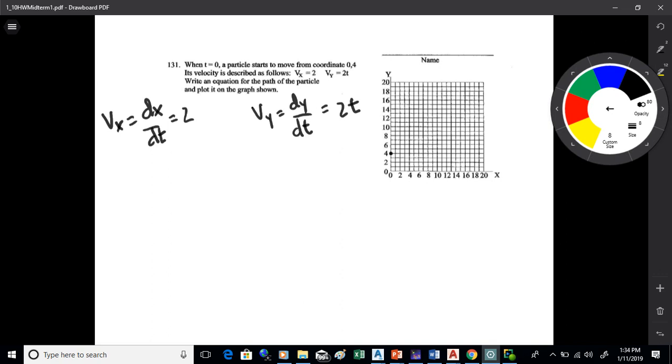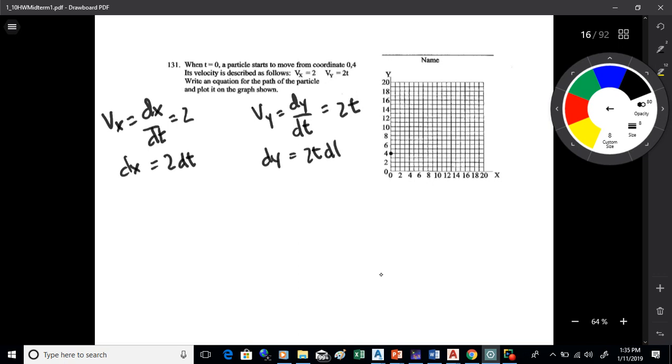So what we got to do now is back off and see we're after a path of this particle. We want to plot it up on the graph. To get to a path, you really need a position function. Okay. So position functions and paths are what really relate well to each other. Okay. So what you want to do then is get to x and to y. So dx is 2 dt, and dy is 2t dt. Okay.